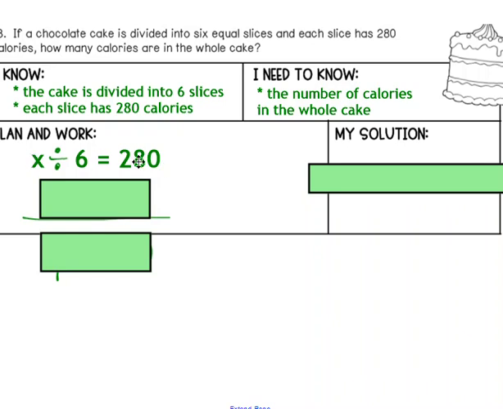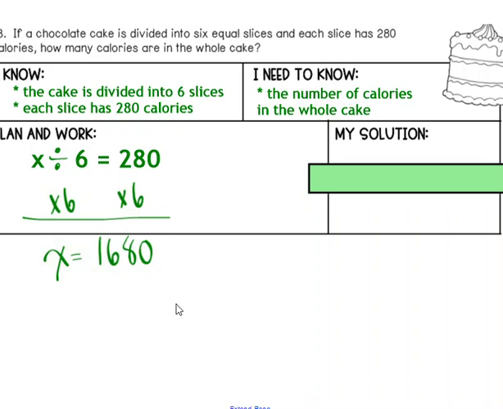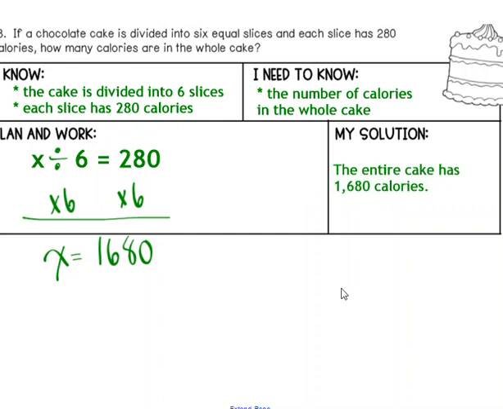So if this is my approach to solve this one, now I just want to solve for the variable. Well, again, use inverse operations, multiply both sides by 6, and it will basically tell you that you have that many calories in the cake. So our solution really just is that. The entire cake has 1,680 calories.